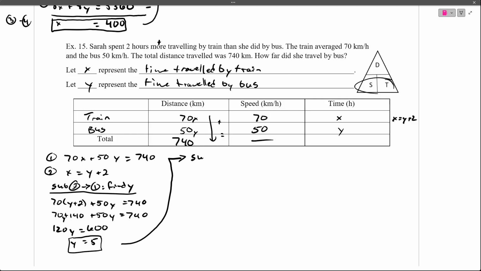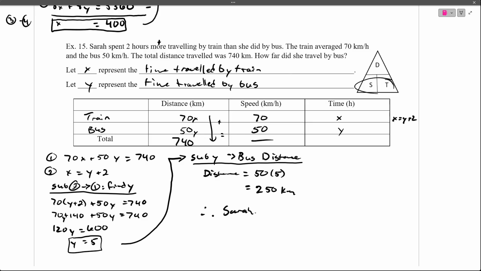So we can say sub y into bus distance, because that's what we're actually trying to calculate. So bus distance, and right here it's just going to be distance is equal to 50 times y, which is just 5. So distance is equal to 250 kilometers. Therefore, Sarah traveled 250 kilometers by bus.